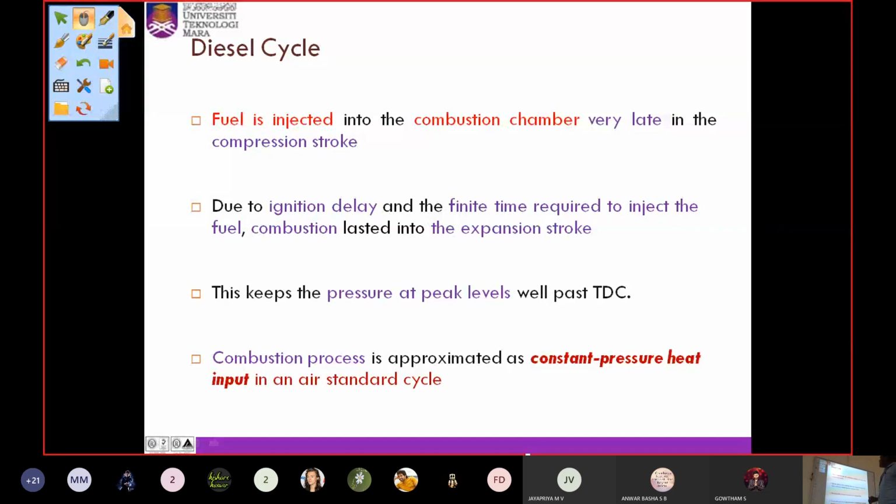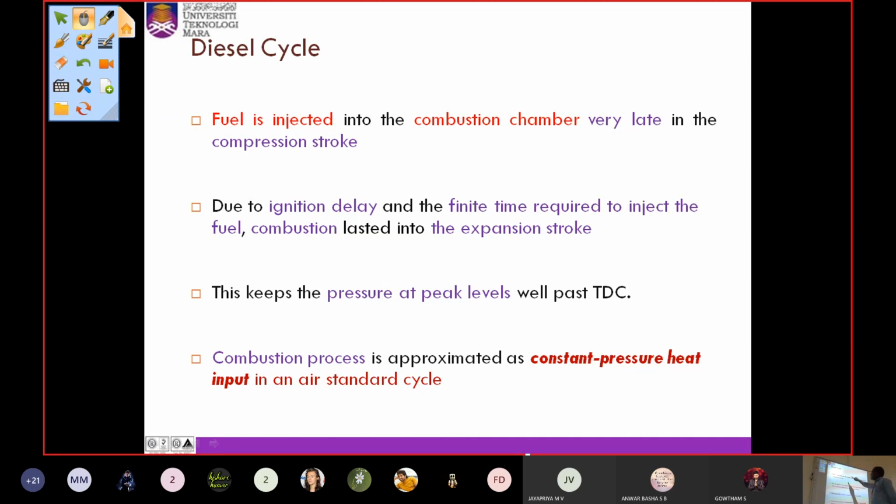That will be the process here. So how can we achieve the diesel cycle? The fuel is injected into the combustion chamber very late in the compression stroke. So you know what the processes in the IC engines are. We have a compression, we have combustion, we have expansion, we have exhaust. Right. So we have four strokes here.